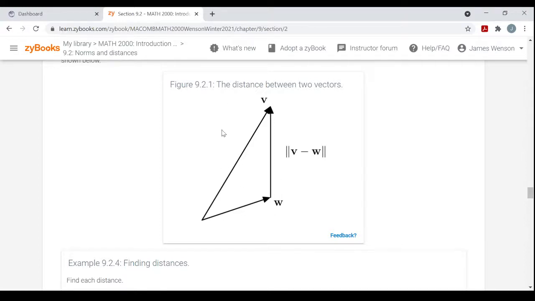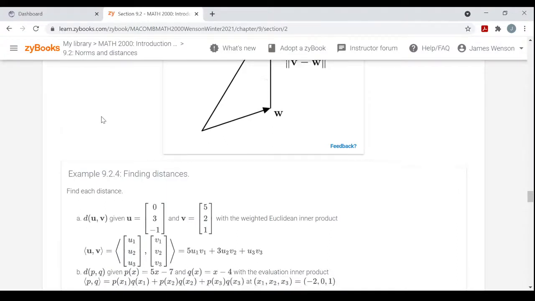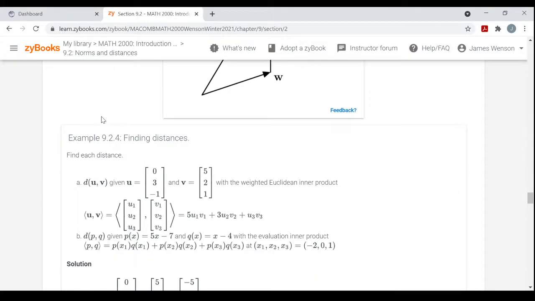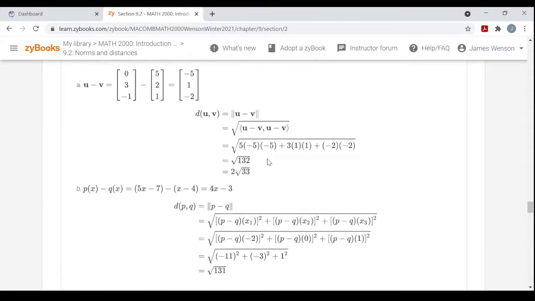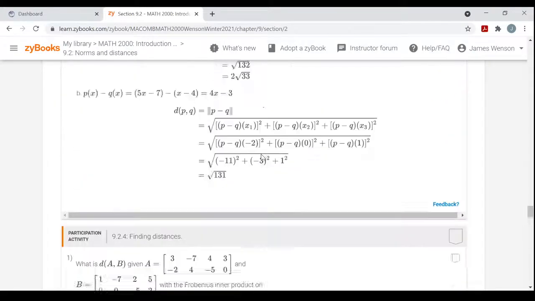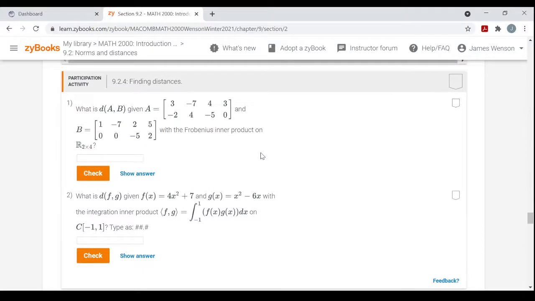So that's a way to think about it in Euclidean space. But you can also generalize this to any inner product space. I'll just do one example here because it's just finding a norm, but first you have to subtract two vectors. They go over some examples here, so I'll let you read these examples and go over to one of the activities.